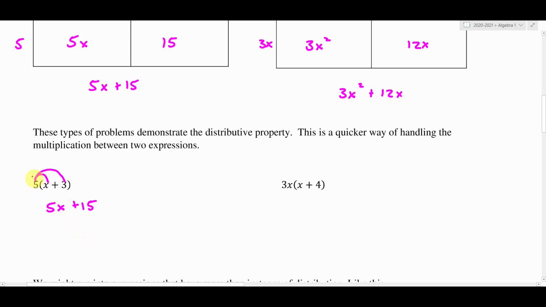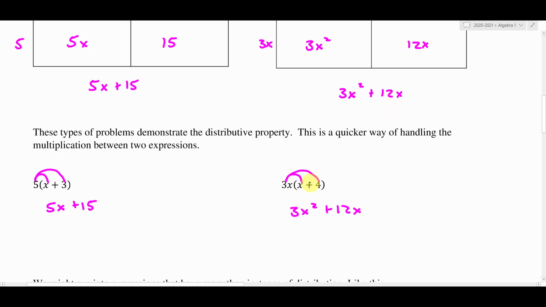All right, so we refer to this as the distributive property because of this action right here, where we are essentially distributing the 5 to each term in the parentheses. Now we can do the same thing over here. We have a 3x on the outside of the parentheses here, so I'm going to distribute the 3x to each term inside of my parentheses with the x plus 4. Right, so when I do 3x times x, we get 3x squared, and when I do 3x times 4, we get 12x. Okay? And I get the same result that I did up here.